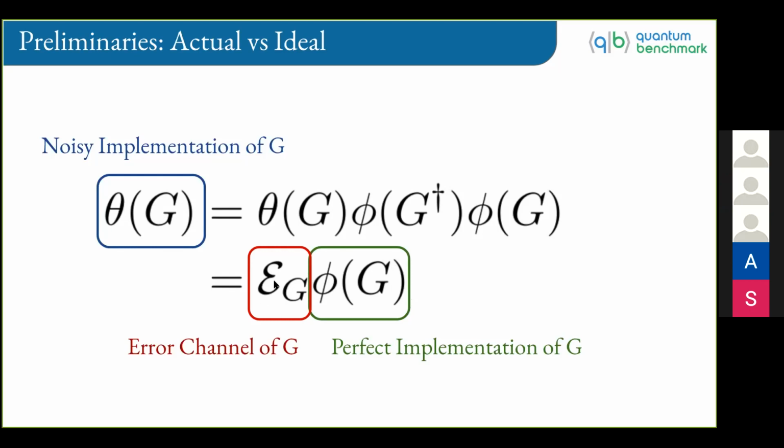Of course, errors actually happen while the gate is being performed, right? Quantum mechanics is time dependent. It's not like in reality you actually have a perfect implementation of G, and then 0 seconds later you have the error channel being applied instantaneously. But you can always do this fiction where you multiply theta of G by the perfect implementation, G dagger times G, and then you incorporate phi into theta and define this capital epsilon as the error channel. So ideally, what we'd like this epsilon G Pauli transfer matrix to be is the identity, because we want 0 error.